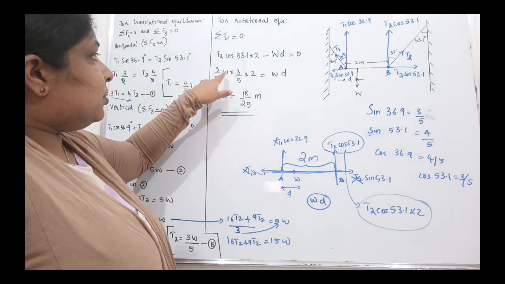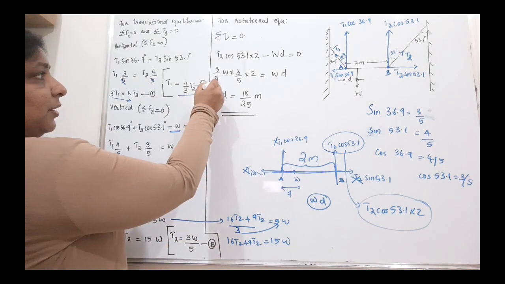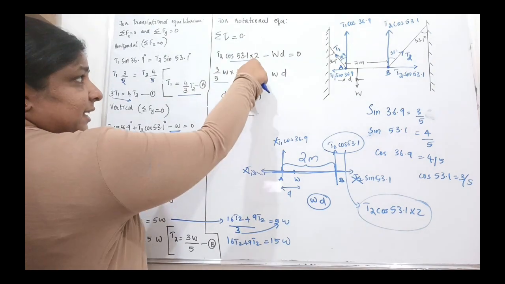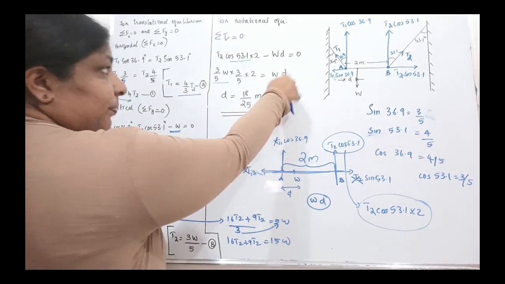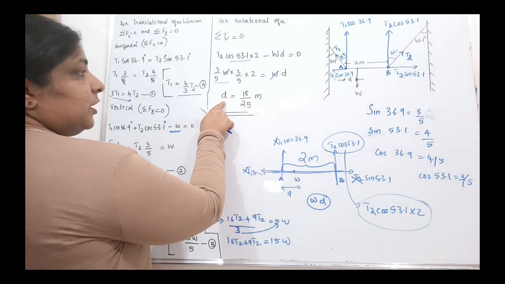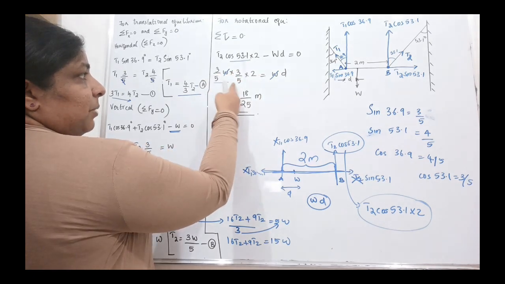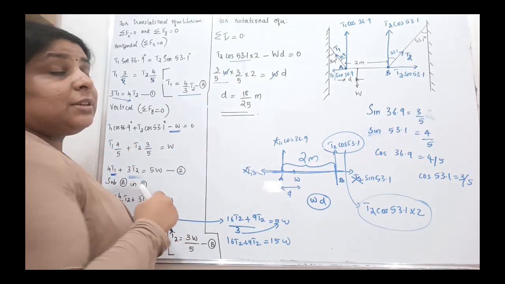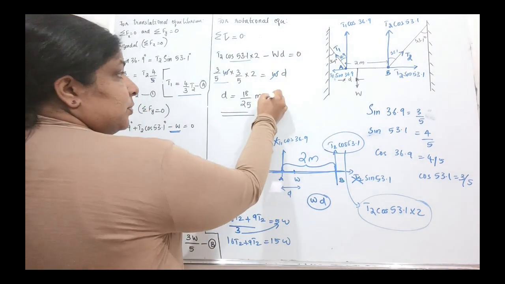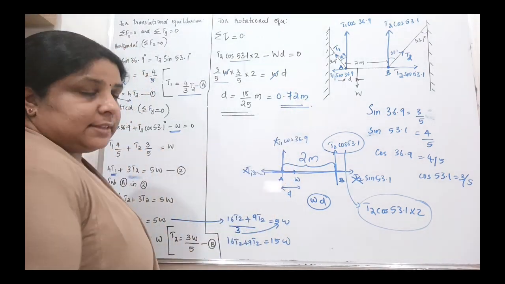So T2 value, here we got it as 3 by 5 W. So 3 by 5 W into cos 53.1, which is 3 by 5, into 2 is equal to W into D. Now here W cancels. When you take D, you will get 9 into 2, 18 by 5 into 5, 25. So 18 by 25 meter you will get as distance D, which is equal to 0.72 meter. That will be your final answer.